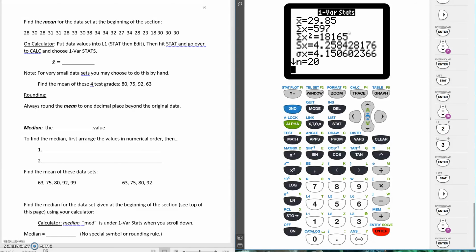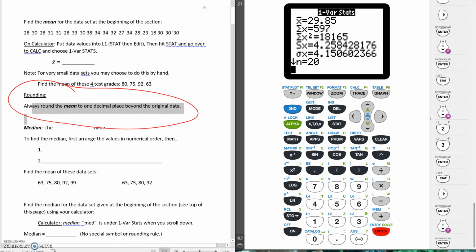And so here our mean is, here it shows us x-bar at the very top, 29.85. Now the rounding rule for the mean is one more decimal place than the original data has. So we look at the original data values we have, and they didn't have any decimal points. So we're going to round to 1 decimal place for this particular problem.